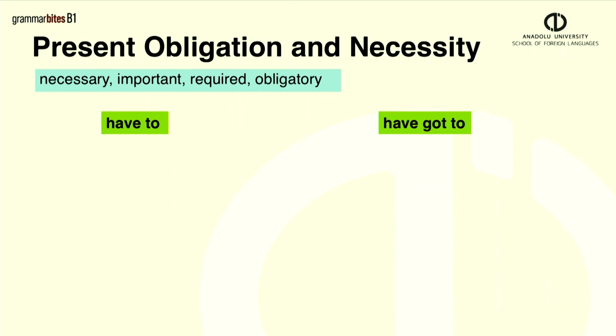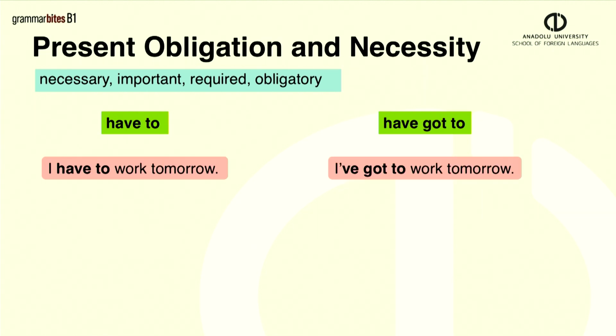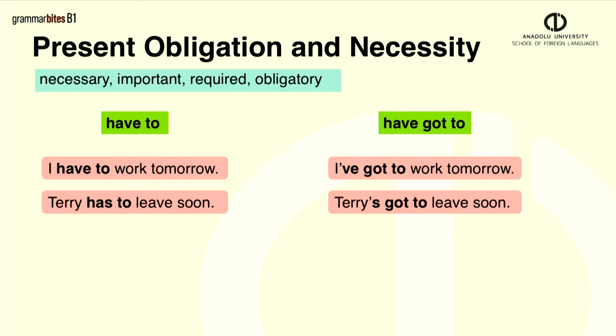To talk about necessity in the present, we can also use have got to, which is similar to have to. So instead of saying, I have to work tomorrow, we can say, I've got to work tomorrow. Or instead of saying, Terry has to leave soon, we can say, Terry's got to leave soon. Note that have got to is more informal than have to.